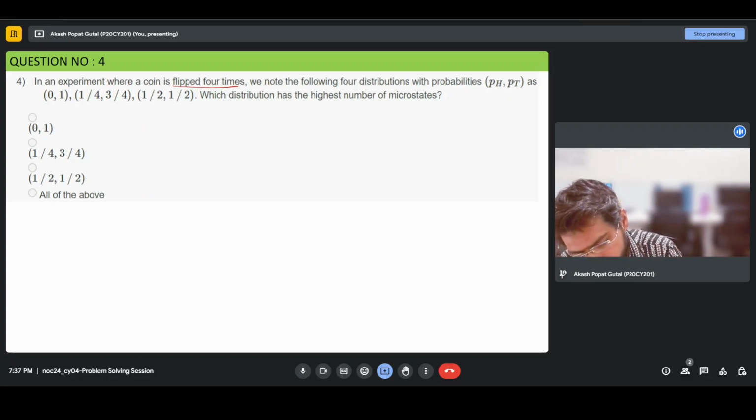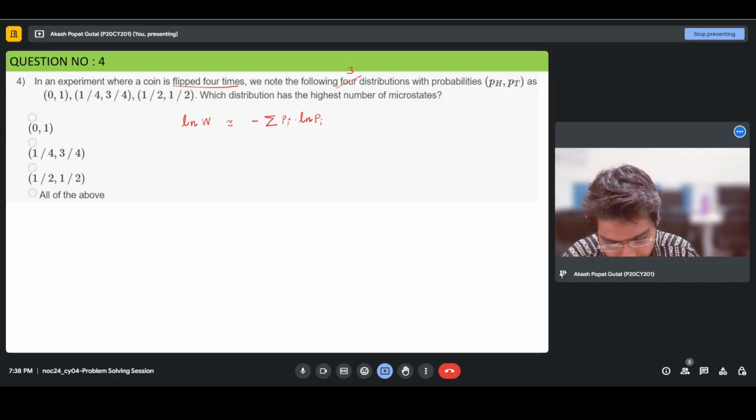And four, it's not four, it's given as three, okay? And which distribution has the highest number of microstates? So how we determine this is we know that the natural logarithm of the number of microstates is approximately equal to minus the summation of the probability of the ith component times the natural log of the probability of the ith component.